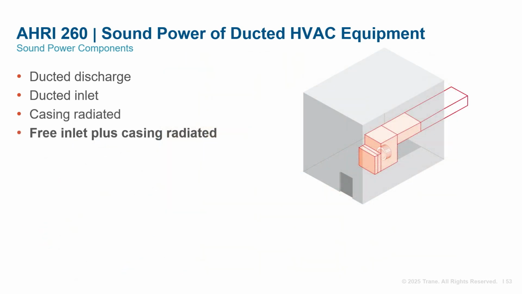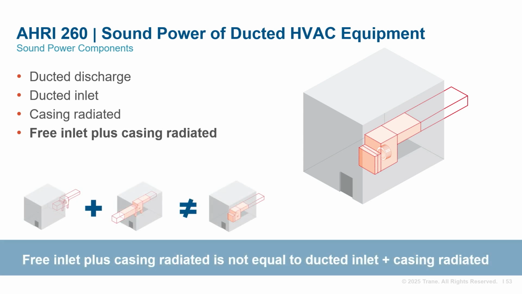Free inlet plus casing radiated removes the inlet duct from the casing radiated setup. Note that the lack of an inlet duct significantly changes the airflow into the fan, which changes the sound. In other words, the free inlet plus casing radiated component will not be equivalent to adding the previously defined components, ducted inlet and casing radiated.